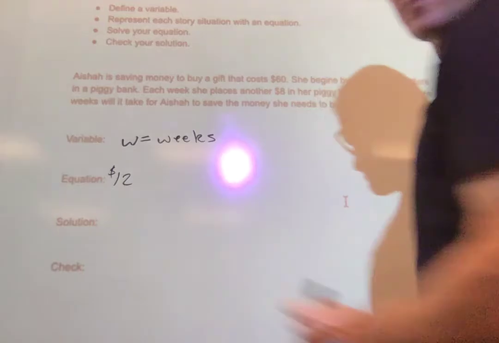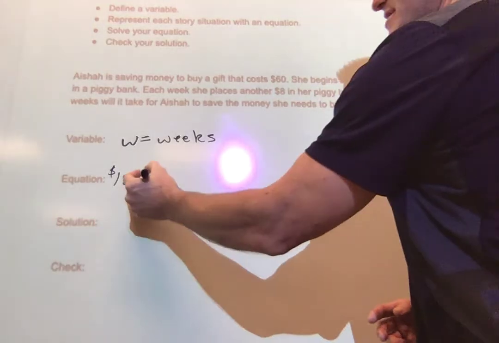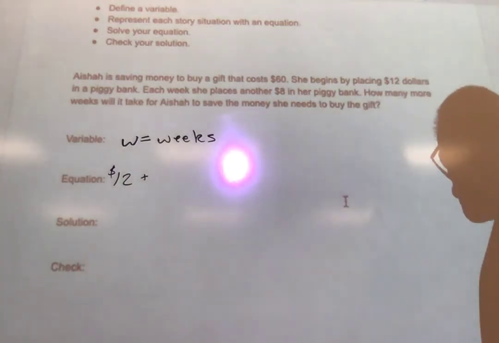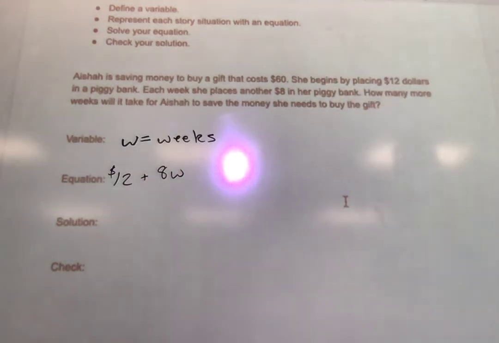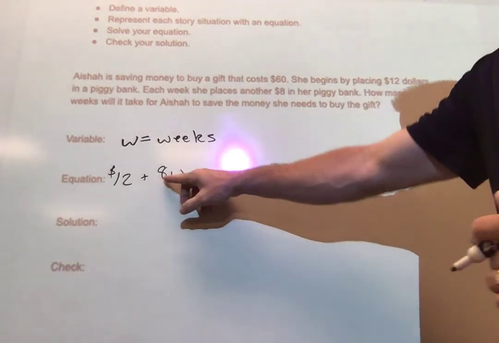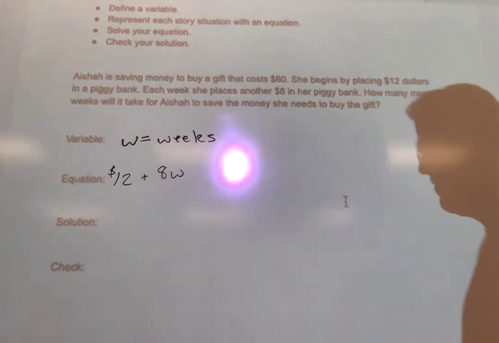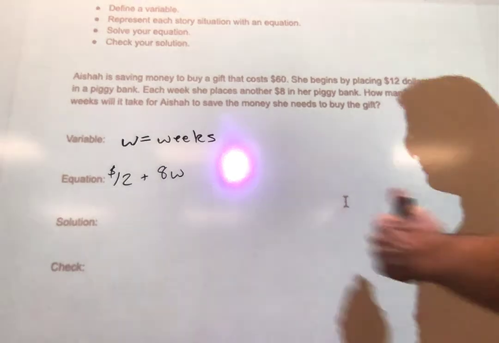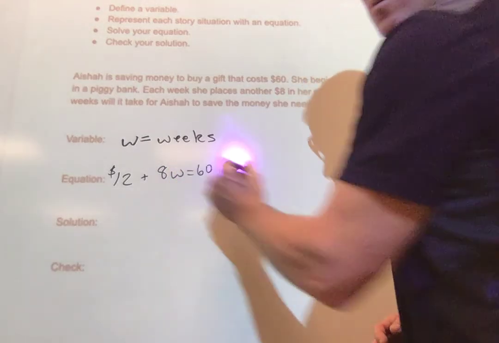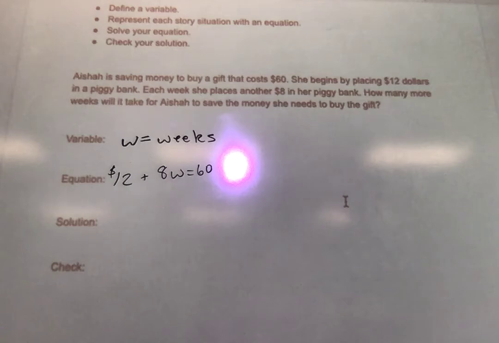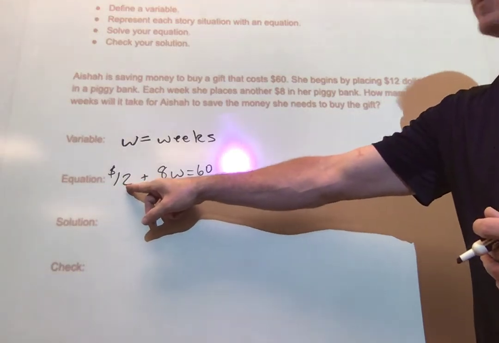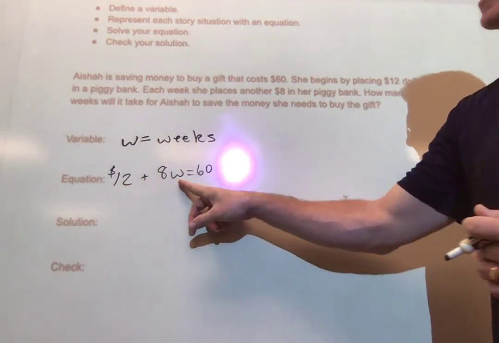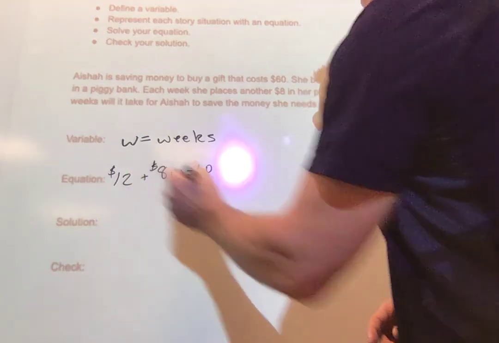So the equation, if I'm putting this in a situation here, I know she started with putting $12 in her piggy bank. Okay, so she's taking $12 and she's adding $8 a week. So I could say that's $8 times each week. That's multiplying, right? $8 times each week plus the $12 that she has already saved, and I've got to get that to equal $60. So there's that tough part of sometimes getting this into an equation to represent what's going on. But there's the $12 in the piggy bank plus $8 each week until she gets to $60.